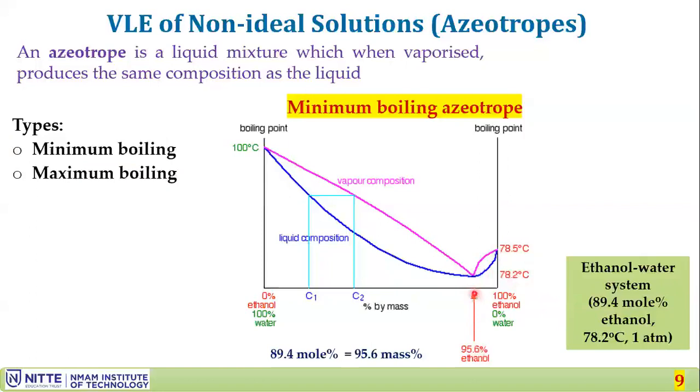Now at 95.6%, which is a mass percent, or otherwise 89.4 mole percent, it is the same. This forms an azeotrope. This is what we call rectified spirit. Rectified spirit, that's what you heard about. Now just think about how it could be a maximum boiling azeotrope. You can pause the video and think of how the maximum boiling azeotrope looks like.